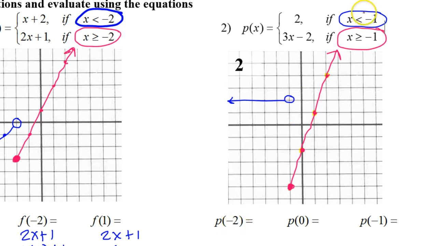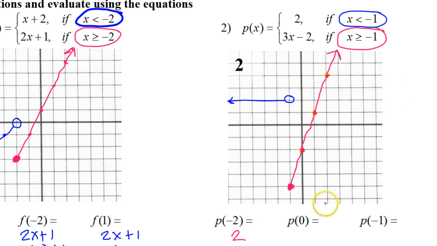Negative 2, are we going to use the top function or the bottom function? Let's see, negative 2 is less than negative 1, so we're going to use the top function. Now this time there's no x to plug into. I just have a constant. That means this is the answer. So the answer is going to simply be 2.